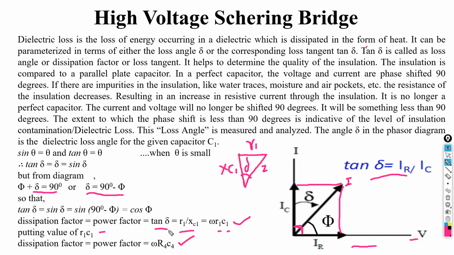Using these two formulas, tan of delta equals omega R1 C1 and tan of delta equals omega R4 C4, we can find out the dielectric loss or the loss tangent of a dielectric. So with the help of this high voltage Schering bridge, we can find out the capacitance as well as the loss tangent or the dielectric loss of an insulating material. So this is all about unit number 5. Hope you have understood.